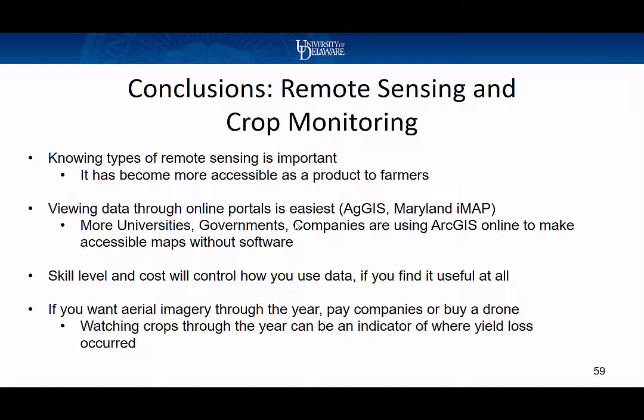If you want aerial imagery through the year, you got two pretty good options. You can go with the private companies that are providing you with satellite data, or you can buy a drone probably for a pretty similar cost. One you're going to have to do yourself, the other it's going to come right to you. So it's your decision.